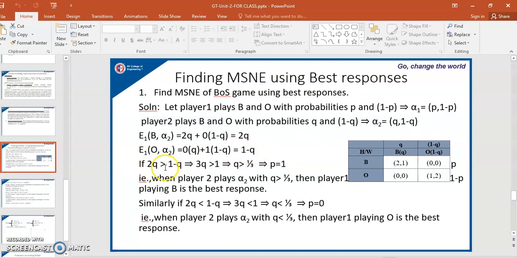Suppose 2Q, the expected payoff of the action B, is greater than the expected payoff of playing O, then 2Q is greater than 1 minus Q, which implies that Q is greater than 1 by 3. Since Q is greater than 1 by 3, it indicates that playing B is better than playing O, which implies attach the maximum probability to the action B, which indicates P equals 1. That is, when player 2 plays alpha 2 with Q greater than 1 by 3, then player 1 playing B is the best response.